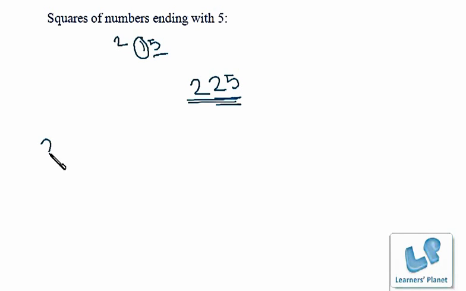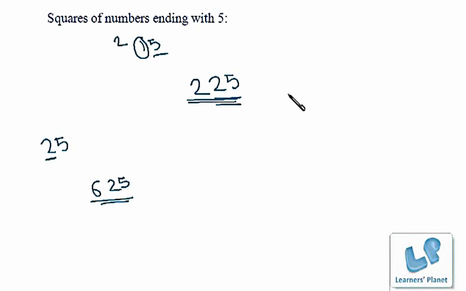Now let us take one more number. Suppose we'll take 25. So again we'll write 25 as it is. Now we'll multiply 2 with the number that comes after it. So it's 3. So 2 into 3 is 6. So we'll put 6 as it is. So 25 square is 625.